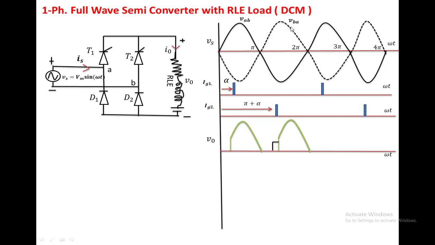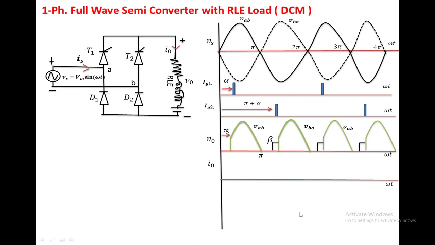So from this point you have to see how VBA is changing up to 2 pi. Again after 2 pi, on the same leg, two devices are conducting, T2 and D2. The output voltage is 0. At this point again T2 will be off because the current comes to 0. The load is subjected to the voltage E, and the same circuit operation will be repeated.